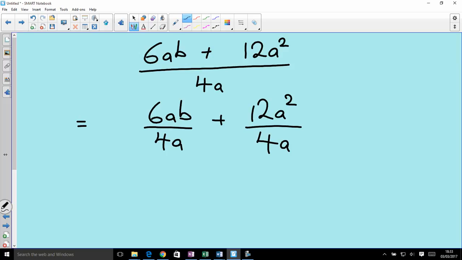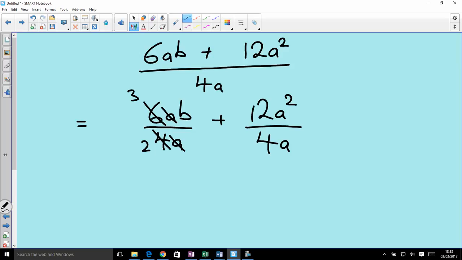Let's look at 6ab over 4a on the left. 6 and 4 are both even, we can halve them both. We get 3 and 2. A on top and a on bottom means we can divide both parts by a. I'm not going to write the ones in there, but they're there, aren't they? We just don't need them because 2 times 1 is 2 and 3 times 1 is 3.